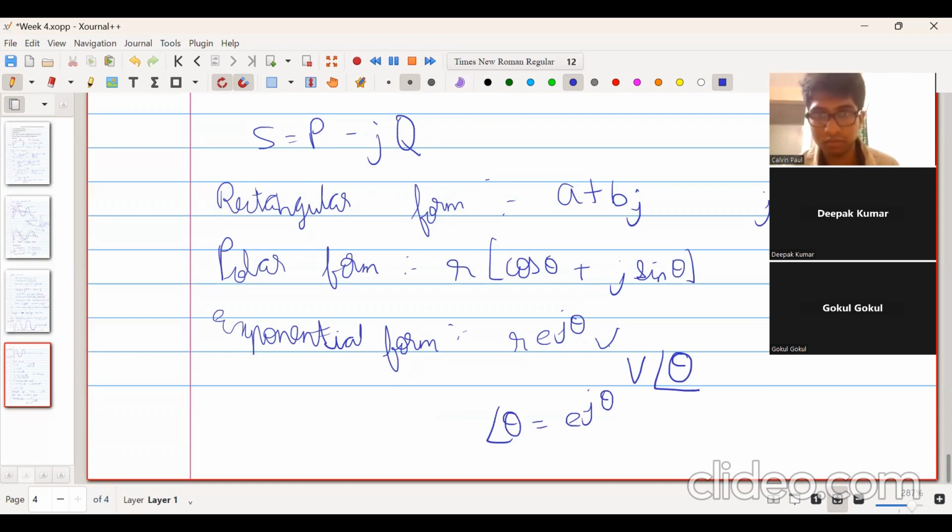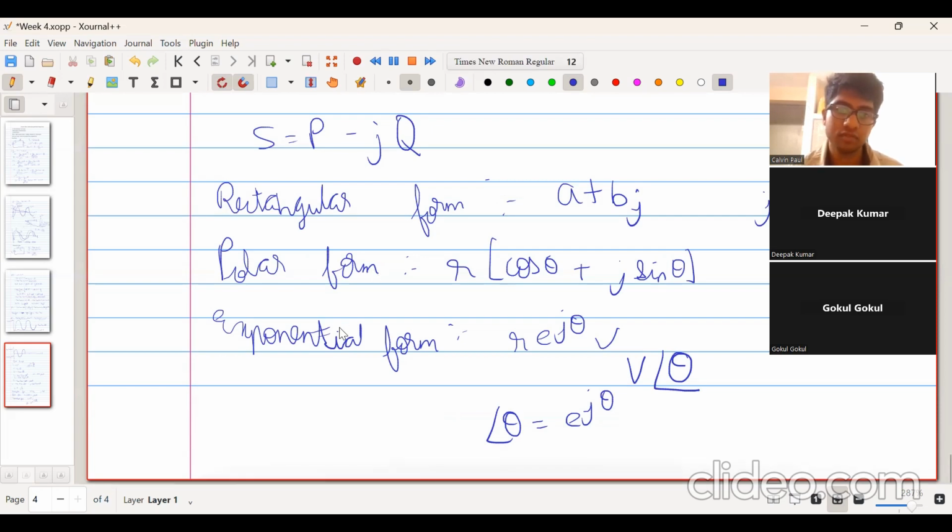Sir, how to represent the exponential form? This is cos theta plus j sin theta. Cos theta plus j sin theta can be written in the form of e raised to j theta, so R into e raised to j theta. That is by De Moivre's theorem, which you have studied in maths, or you should be studying it in maths.